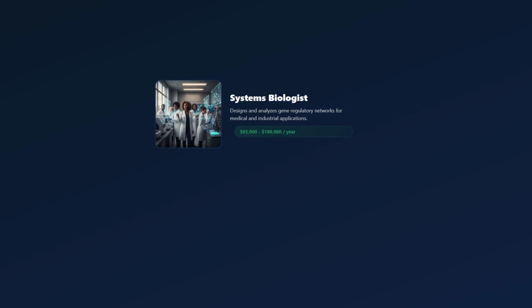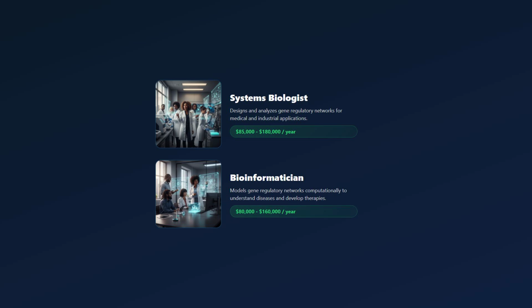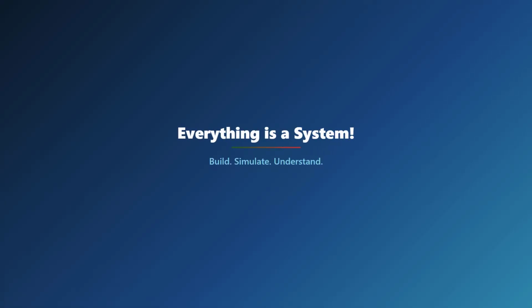These complex systems are studied by professionals in exciting careers. Systems biologists and synthetic biologists design and analyze gene regulatory networks for applications in medicine and biomanufacturing, earning between $85,000 and $180,000 per year. Bioinformaticians computationally model these networks, helping us understand disease and develop new therapies, with salaries ranging from $80,000 to $160,000 annually. Everything is a system.